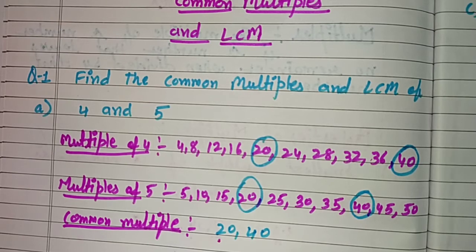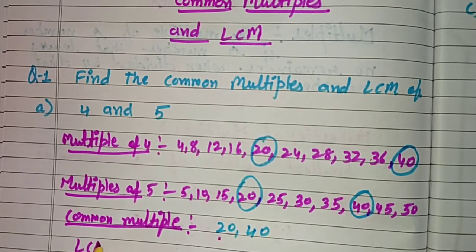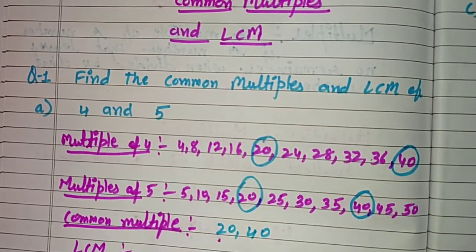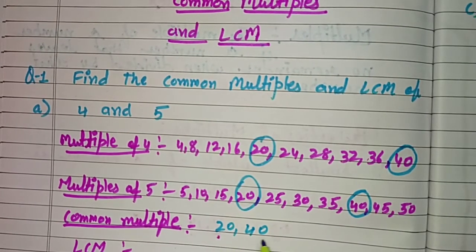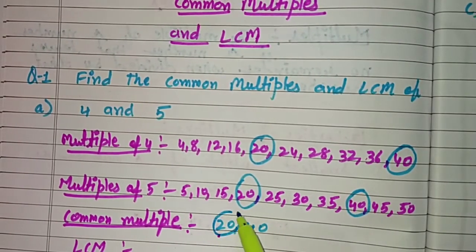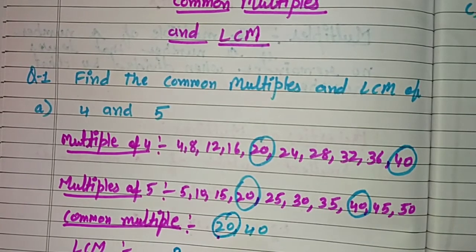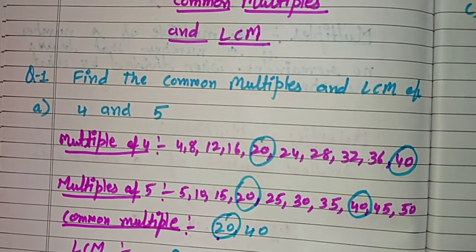Now we need to find the LCM. LCM means the least common multiple. Least means इन दोनों में से जो small multiple है, अब हमें वो लेना है. So which one is the smaller between 20 and 40? Yes, obviously 20 है. So we will write 20 as its LCM.